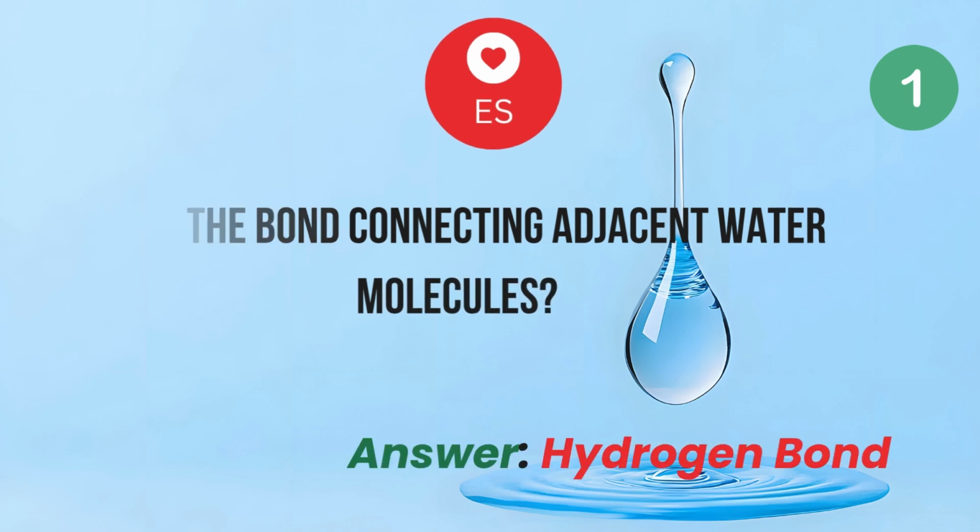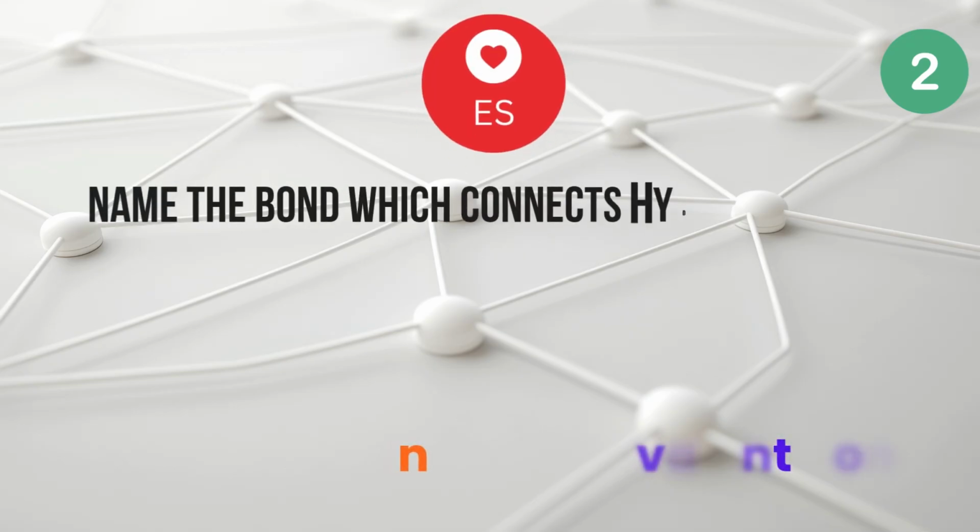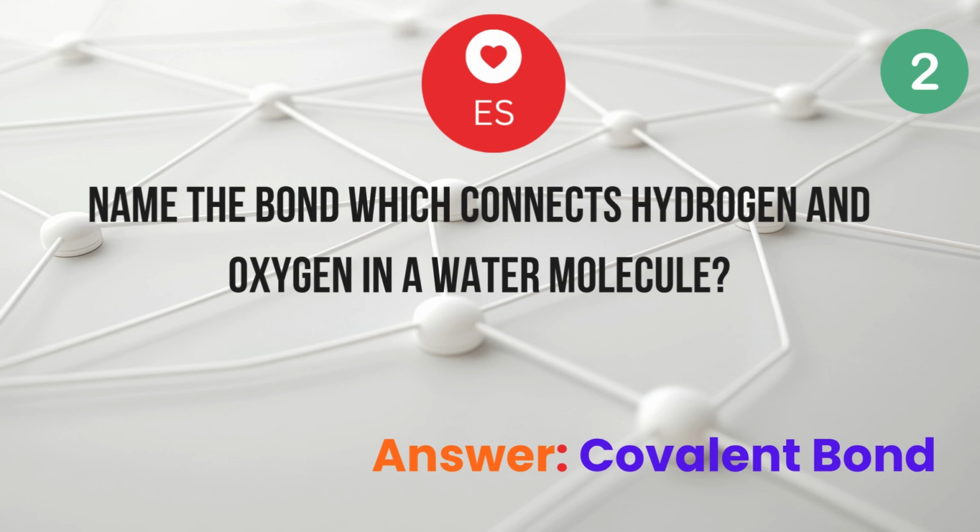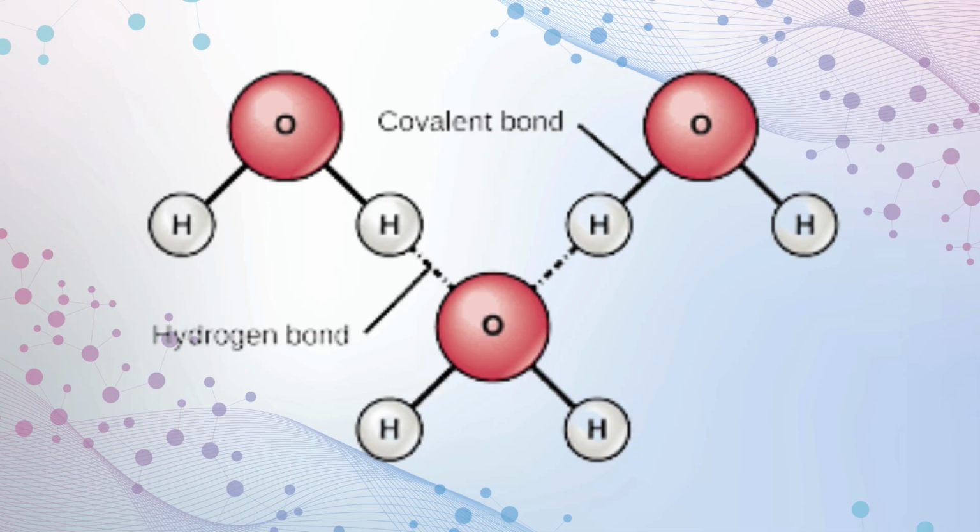Name the bond connecting adjacent water molecules. Answer is hydrogen bond. Name the bond which connects hydrogen and oxygen in a water molecule. Answer is covalent bond.